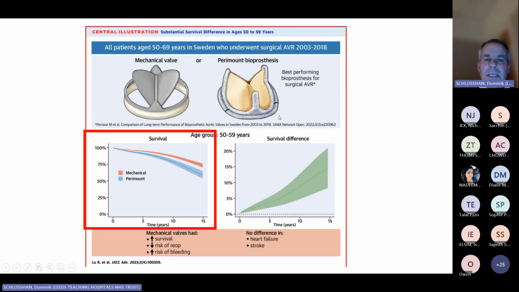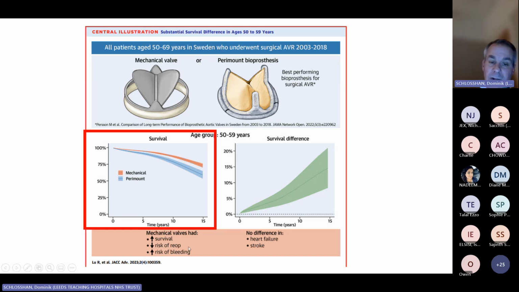But then there was some Swedish registry data, which is interesting. This is the Paramount prosthesis, which I'm sure you all recognize, an internally mounted bovine pericardium valve, and a mechanical bileaflet valve. Although this isn't an On-X valve, because we know the On-X valve has a 90 degree opening angle. What they looked at is the age group between 50 and 59, and they showed that people with mechanical valves have a significant survival benefit over those with a tissue valve. So if you put bioprosthetic valves into a younger age group, there's a trend that this affects their mortality.